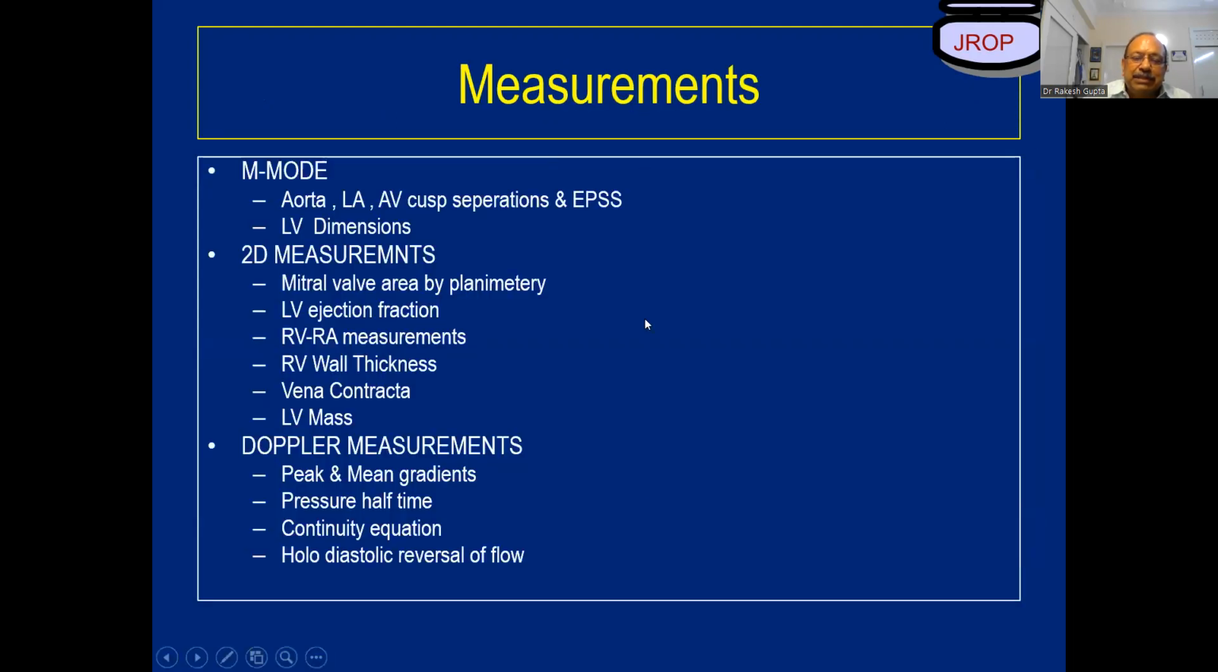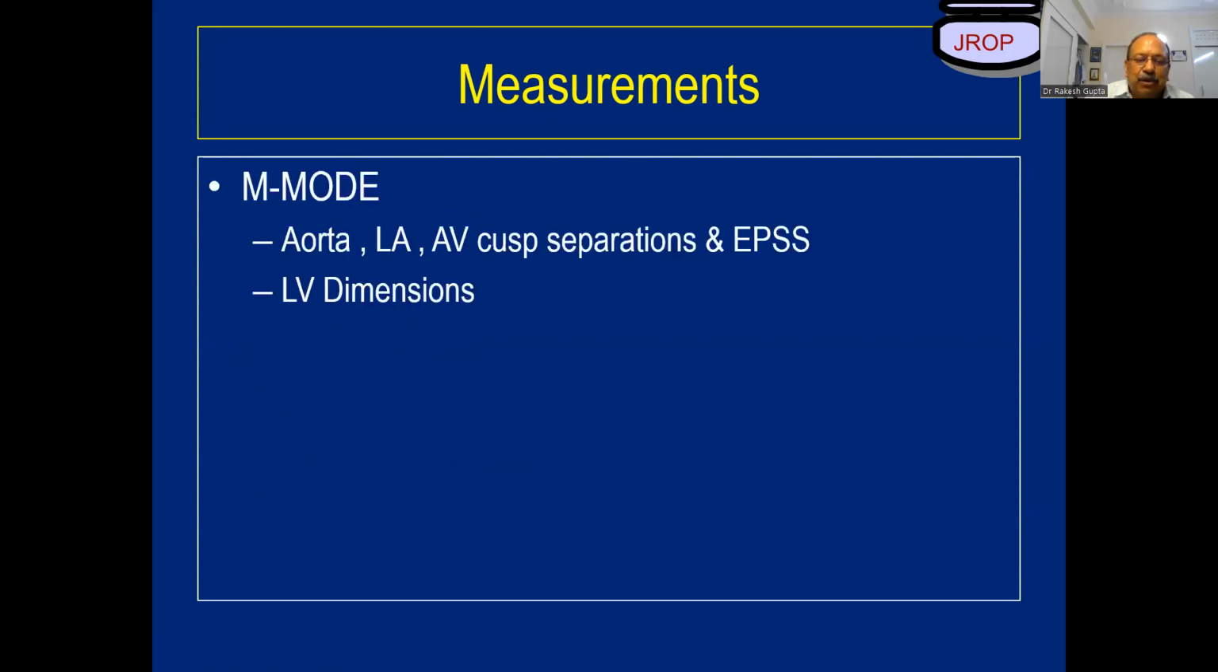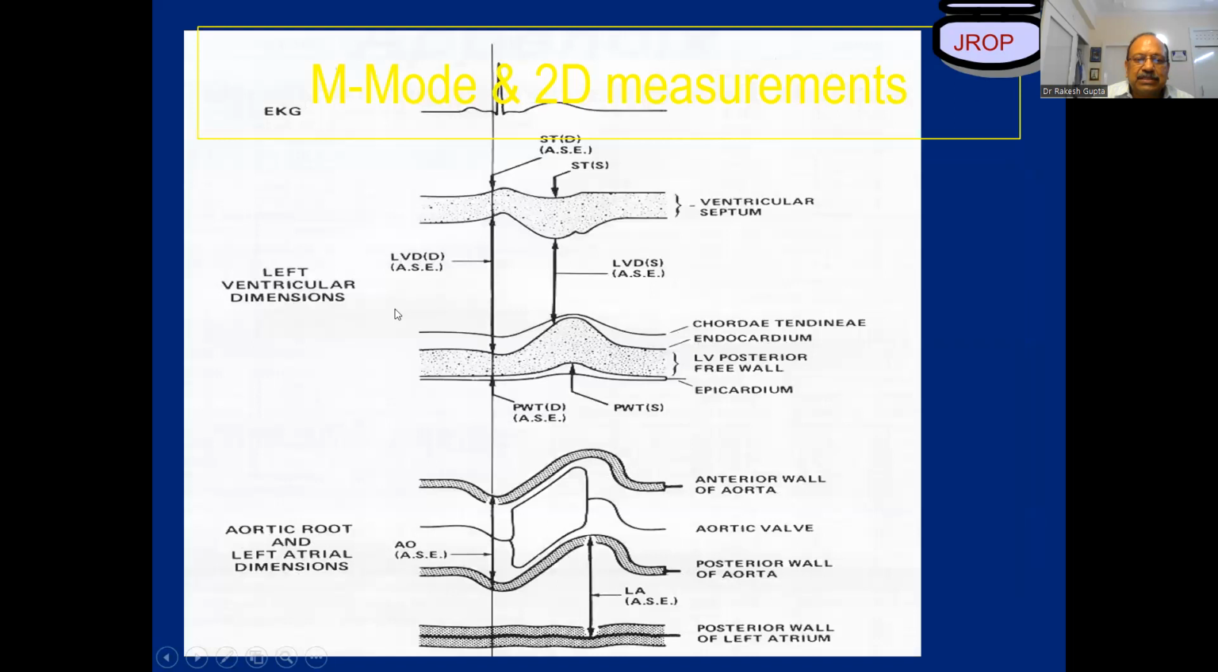What all measurements are required in day-to-day practice? You may be a little afraid of seeing all these things together, but there are not a very large number of measurements which are required in clinical practice as on today. The first most important measurement required in M mode is we look at an aorta, we look at an LA size, cusp separation, and knee point septal separation. And then we look for LV dimensions.